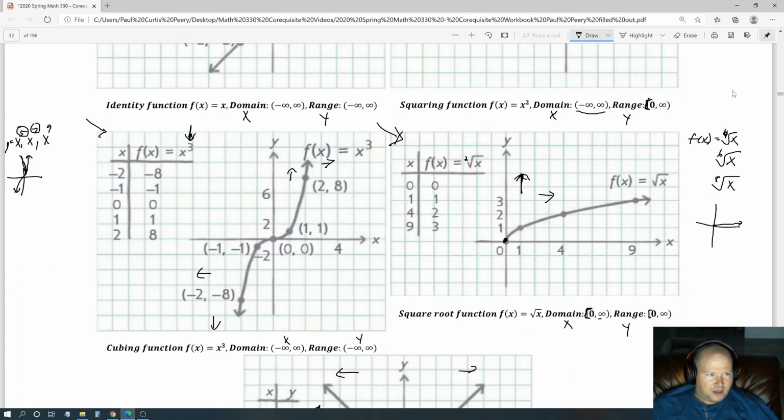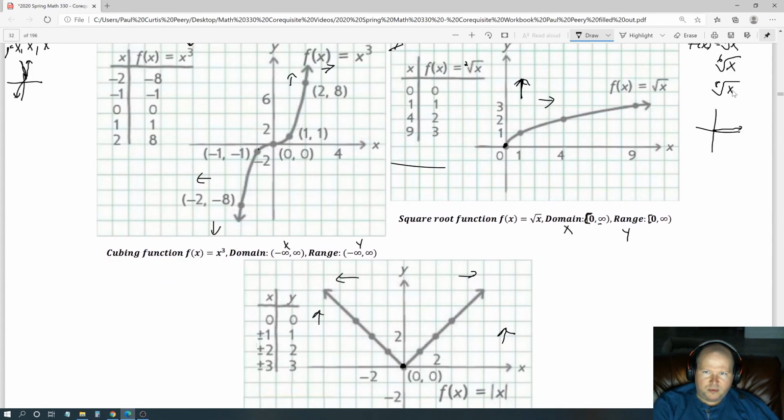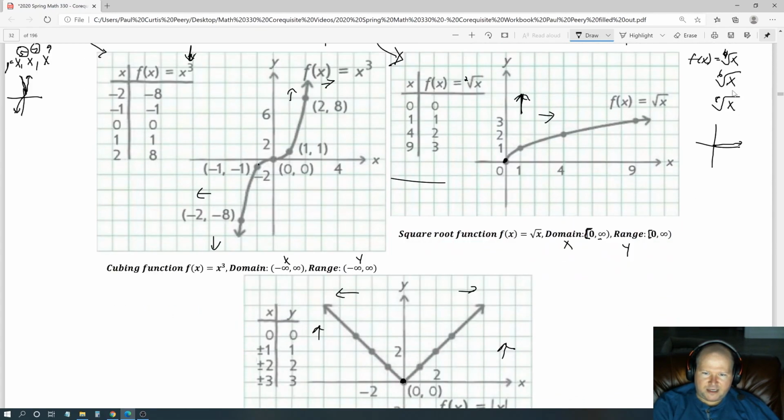Higher odd exponents are just going to look just like this cube one, but they're going to get skinnier and skinnier as it goes on. Even the roots, same kind of concept. Even roots are going to look just like this. They're just going to keep getting flatter and flatter as the roots increase. Absolute value is kind of a different one. We will be dealing with odd roots later on, but I don't have an example on this.